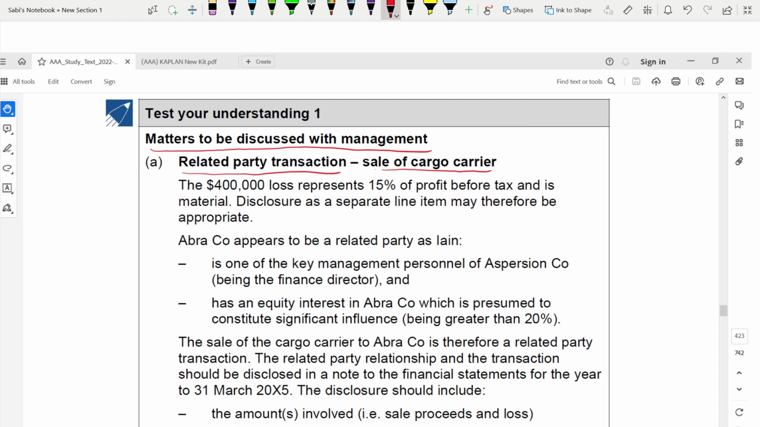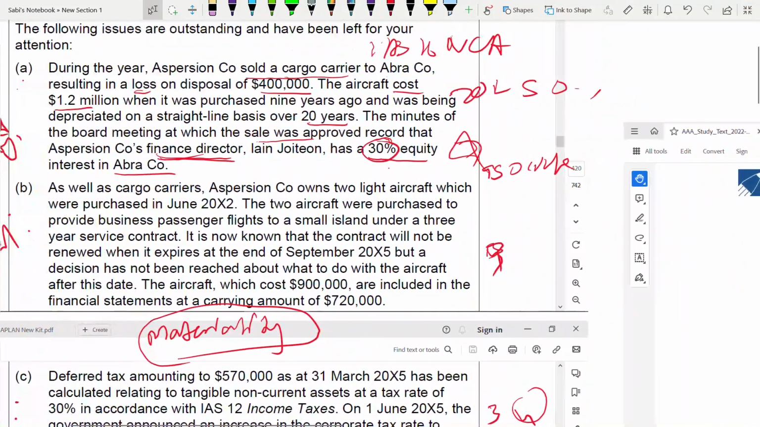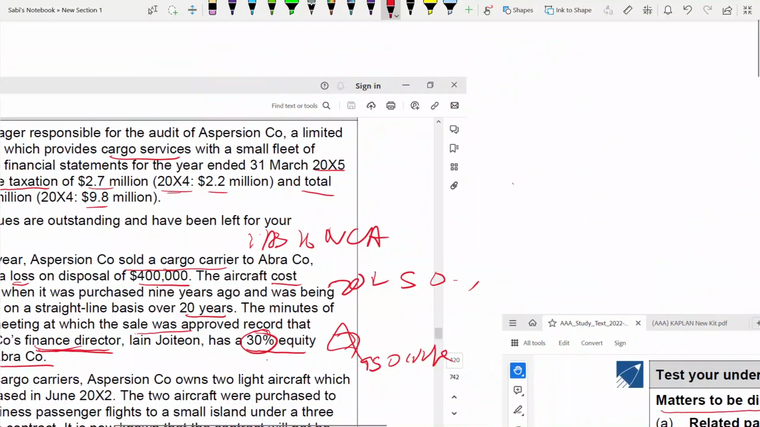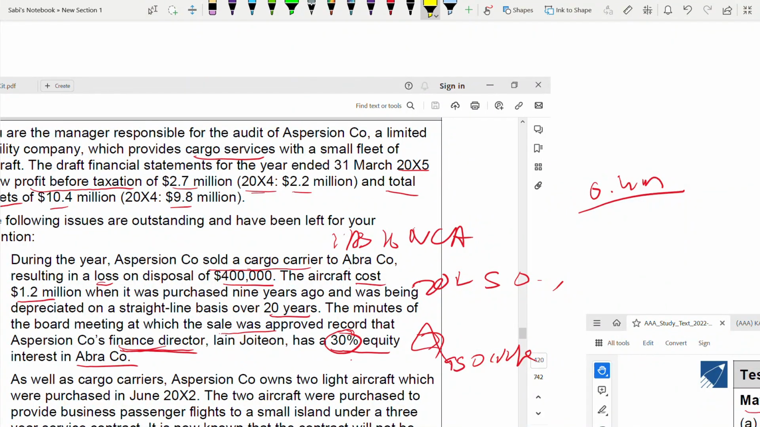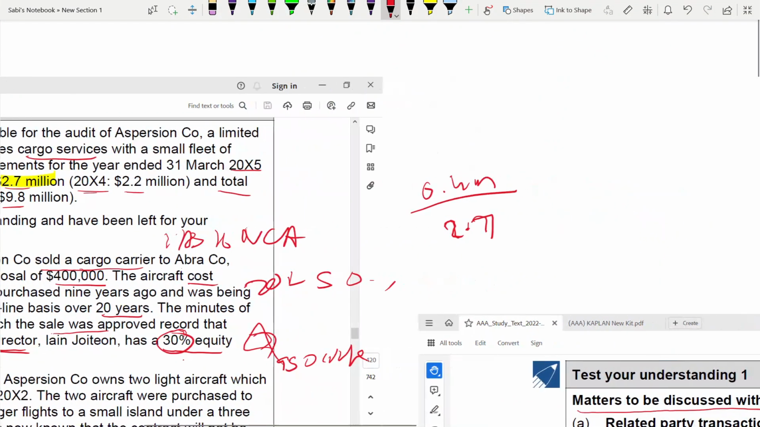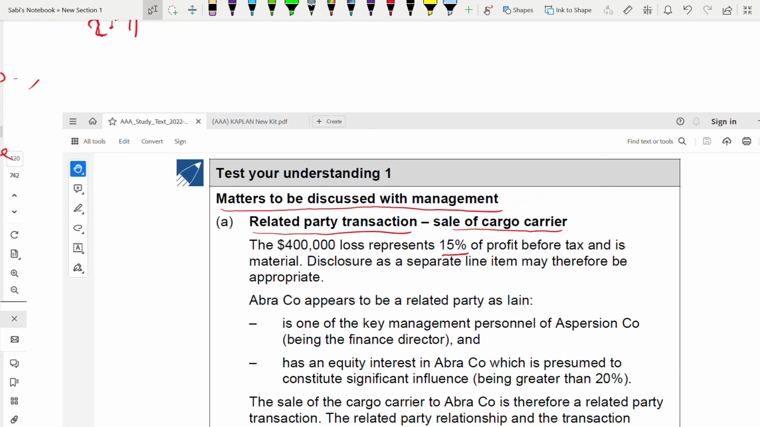Now, always start with the number, whether something is material or not. So you have made a 400,000 loss. Compare that loss with the profit given, and it was for 2005. So 400 loss, that means 0.4 million divided by what was the profit before tax? 2.7 million. If you get it in terms of percentage, you will get 14 point something, more than 14.5, so 15%. Take a whole number. So this 400 loss represents 15% of profit before tax, which is material.